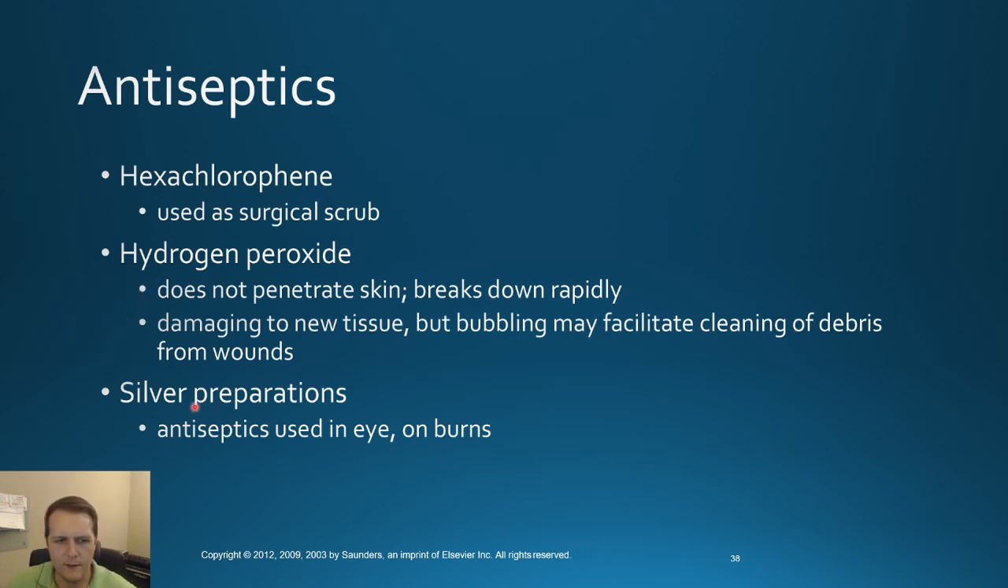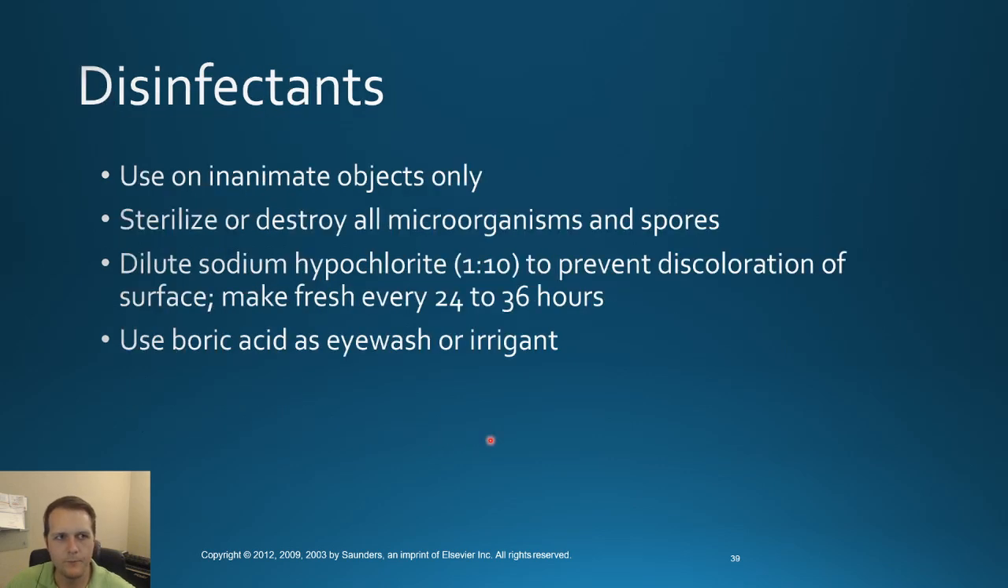And then sometimes we'll use things like silver preparation. Silver itself has an antibacterial type property to it, and so we may use this in the eye or potentially on burns or on werewolves, as the case may be.